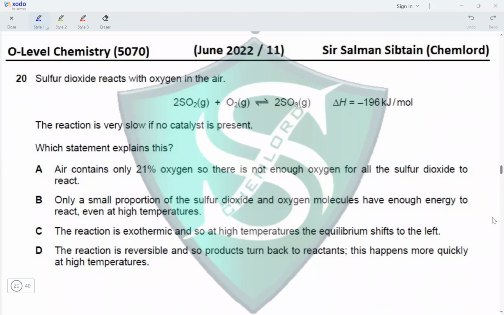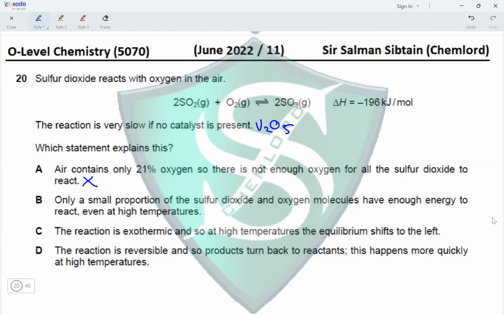Question 20. Sulfur dioxide reacts with oxygen in the air, and the equation and the enthalpy changes are given. The reaction is very slow if no catalyst is present. We need to recall the catalyst present is V2O5. Which statement explains this? A. Air contains only 21% oxygen, so there is not enough oxygen for all the sulfur dioxide to react. No, we do not use air directly because it contains 21% oxygen. We have our own supply of oxygen. Obviously, it is taken from air, but we have our own supply.